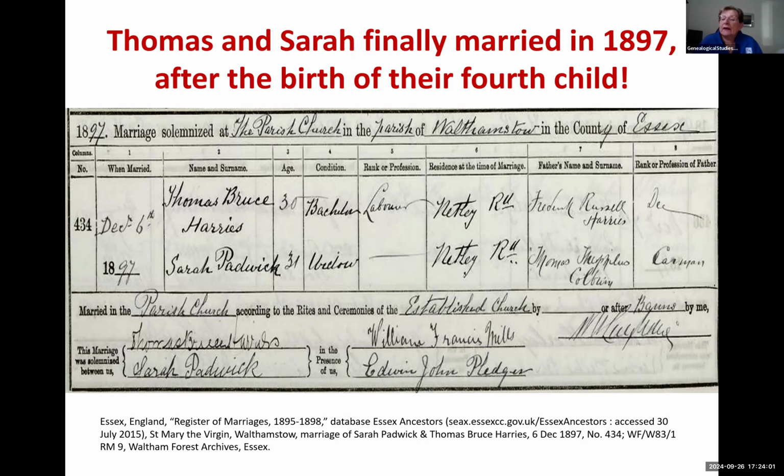And when we look in the Register of Marriages for St Mary the Virgin in Walthamstow, we find Thomas Bruce Harries and Sarah Padwick, who is, yes, she's now a widow, finally marrying, and we have as a witness William Francis Mills, who promptly then, on the same day in the same church, married Florence Coburn, Sarah's sister.